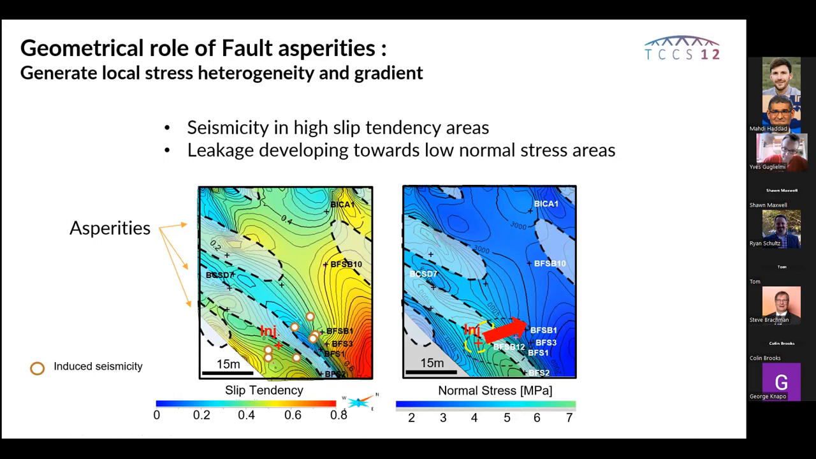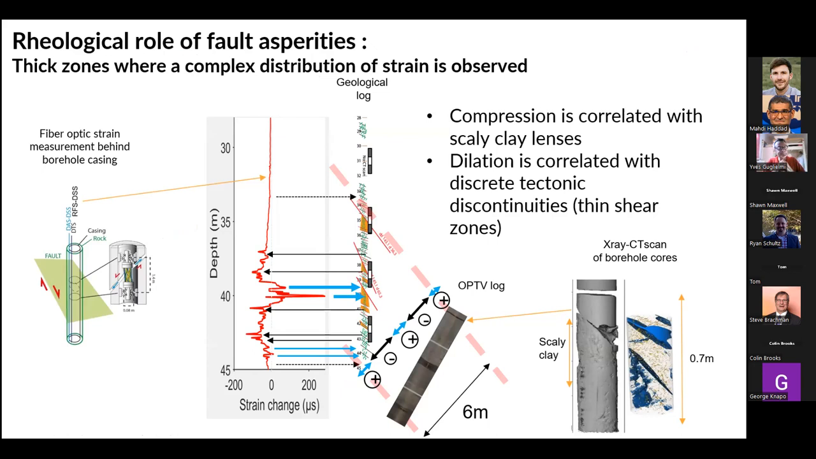But the other interesting thing is that it's not only a question of the geometry of the asperities. Here we are showing another interesting observation in a borehole which is drilled through one of these asperities. And so, as I said before, we have some fibers that continuously monitor the distribution of the strains along the borehole.